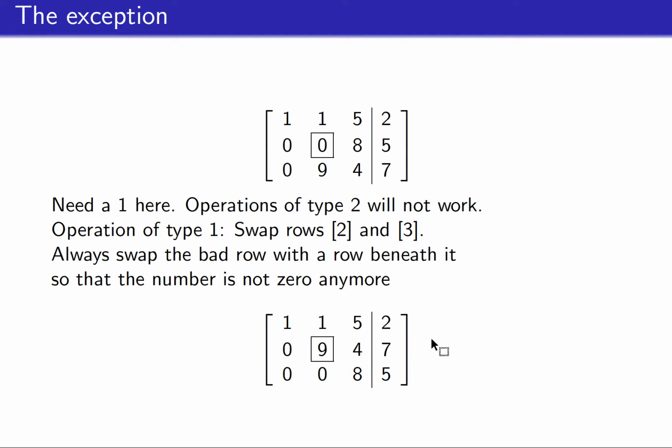Okay. So that will work. Oh, why not swap it with a row above? If I swapped it with this row, that's really tempting because this is already a 1, right? But notice if I did that, then this first column will get all messed up. And we will not allow that to happen. So never swap the bad row with a row that's above it. Only swap with rows that are below it. And of course, the whole point is to swap with a row where this is not 0. So if there are a whole bunch of zeros down here, you've got to pick one where it's not 0.